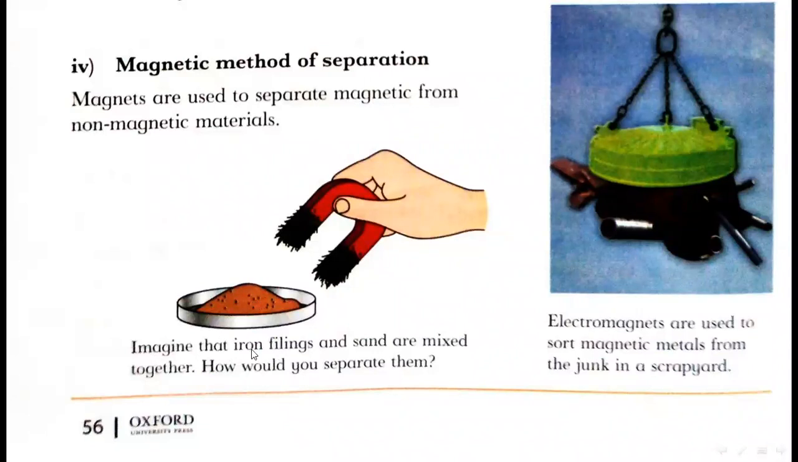Here imagine that iron filings and sand are mixed together. How would you separate them? We separate them with a magnet. Here you see electromagnets are used to sort magnetic metals from the junk in a scrapyard. So this magnetic method of separation we use to separate iron filings from the sand mixture.